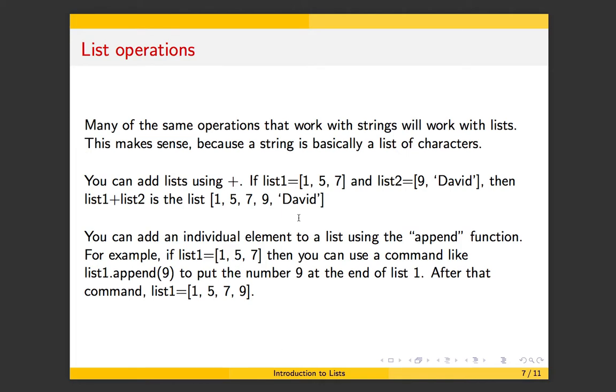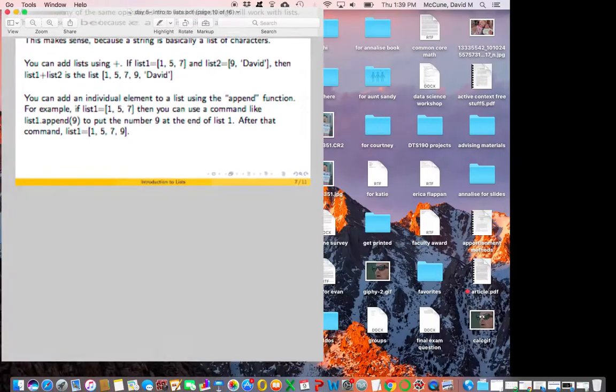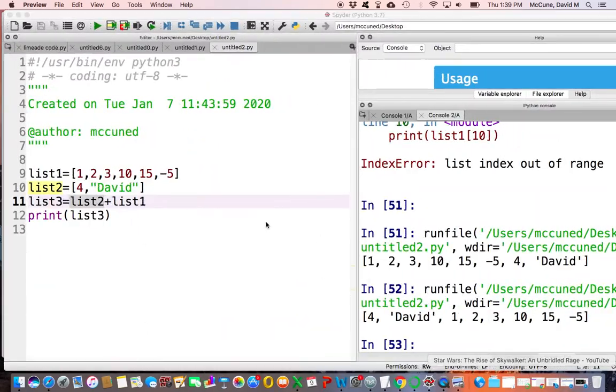Okay, so the next thing you can do is use this very useful function called the append function, which just lets you throw items into a list if you want to. So suppose you have list1 is 1, 5, 7. If you then issue a command like this to Python, list1.append, and then in parentheses put a 9, Python will just throw a 9 onto the end of that list, right there. So it changes the original list. You can append things. You can add things to a list like that.